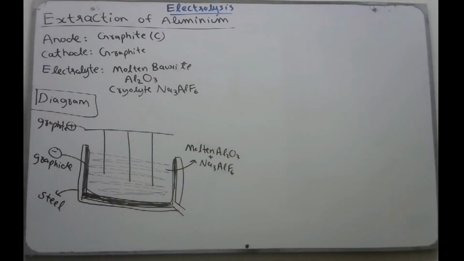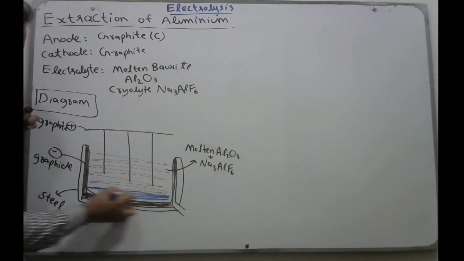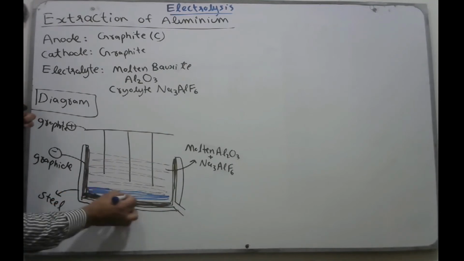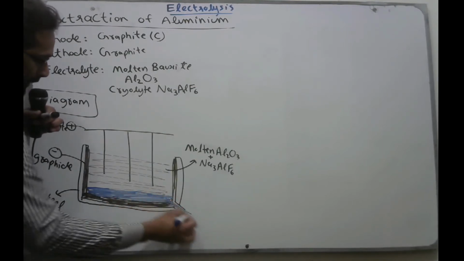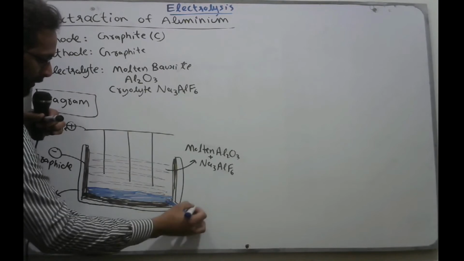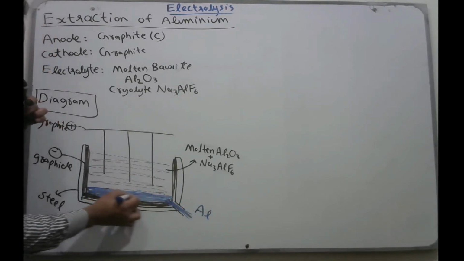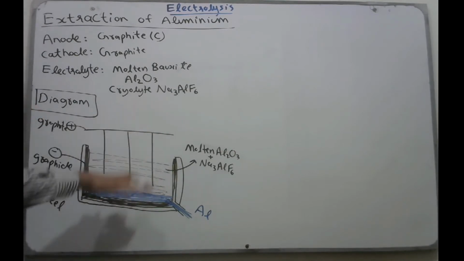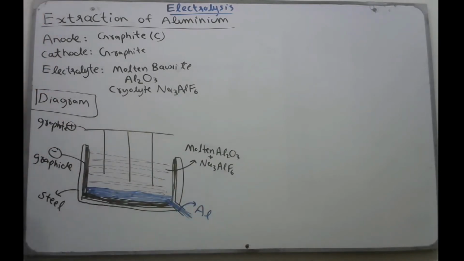During the reaction, molten aluminium will form in the pure state, which settles down at the bottom of the container and can be separated. So this is your pure aluminium separated at the bottom. Due to its high density, it will fall down at the bottom of the container. So this is your labelled diagram. Aluminium is extracted from the bottom of this container.